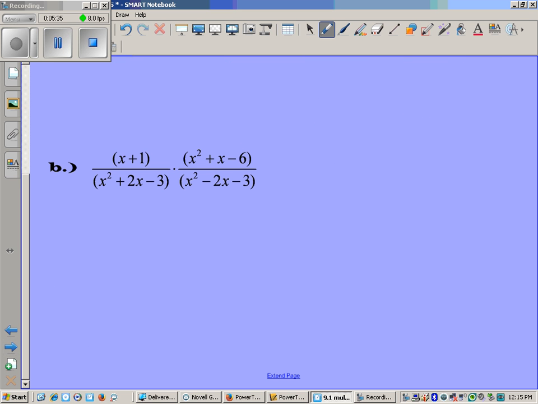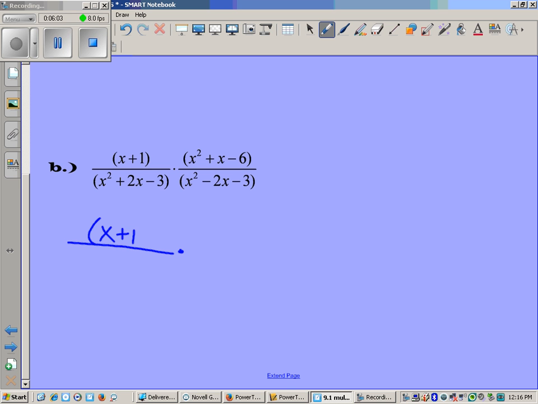Is there any whole group on top that can reduce with any whole group on bottom? Remember, the whole group has to match in order to reduce them. So it doesn't look like I can reduce anything on the top right now with anything on the bottom. But what can I do with all my pieces, all my tops and all my bottoms? Can I factor? So what I would like you to do is go through and factor all of these.